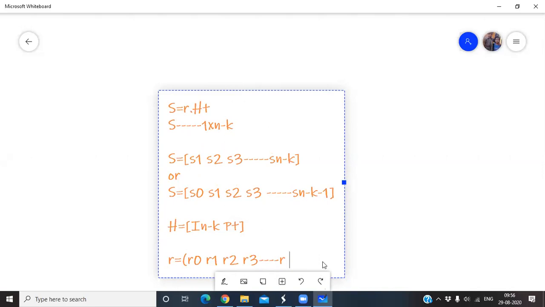What is the length of the received code word? Is it n or n minus k? It is n. Listen, when you go for the 7,4 block code, the received code word length is 7 only, not 3. That means the received code word length is n only, not n minus k. So 0 to n minus 1, or you can write it as R1, R2, R3, R4 and so on up to Rn.